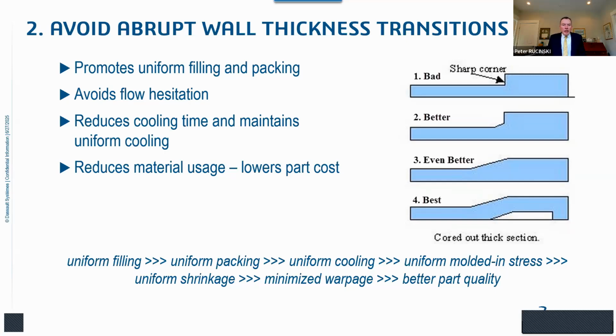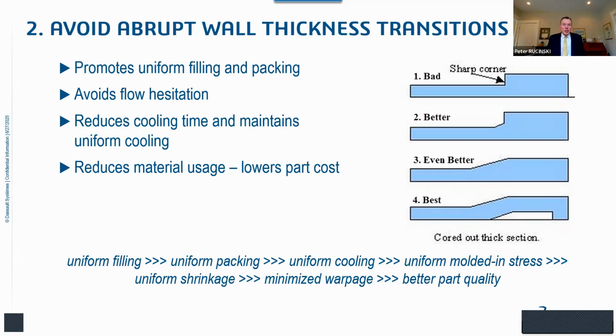throughout your part. And if I had to summarize this whole paradigm here, uniform wall thickness results in uniform filling of your mold cavities. That leads to uniform packing. That leads to uniform cooling. That leads to uniform molded in stress, uniform volumetric shrinkage. That tends to minimize your molded part warpage and just give you a part that has better part quality.